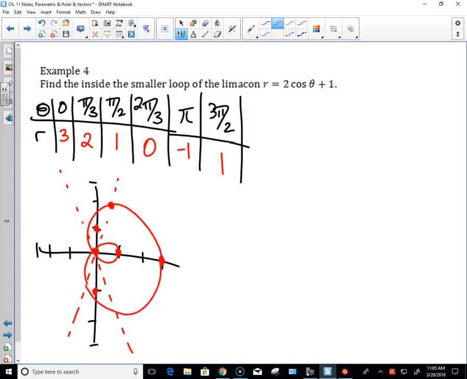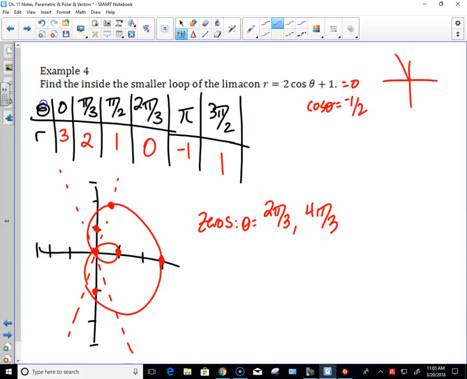You guys agree? If you didn't graph, my question is, did you figure out 2 pi over 3 and 4 pi over 3? Because that would be when cosine equals -1/2, which is going to be in the second and the third quadrants at the pi over 3's. Why is that helpful? Why is that important? Whether you figure it out here in that, ooh, there's that inner loop, or with the zeros.